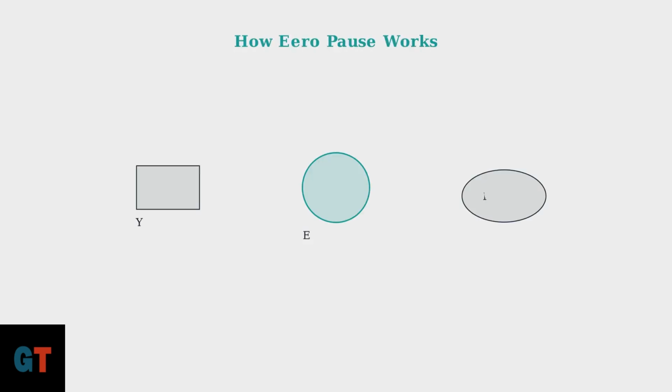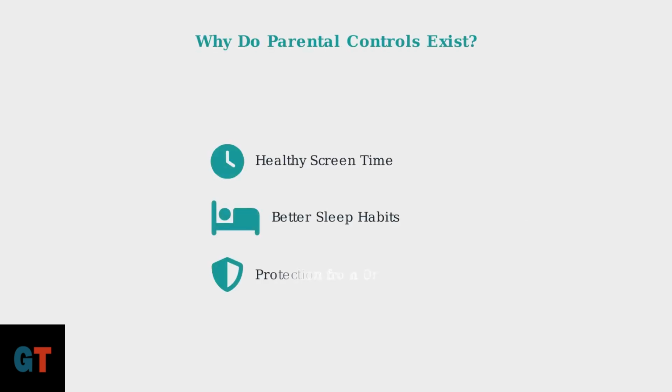Now let's see how Eero Pause actually works. When a device is paused, Eero blocks its internet access while still allowing it to connect to the local network. You might wonder why these parental controls exist in the first place. They're typically set up for important reasons: to help develop healthy screen time habits, ensure you get proper sleep, and most importantly, to protect you from online threats.